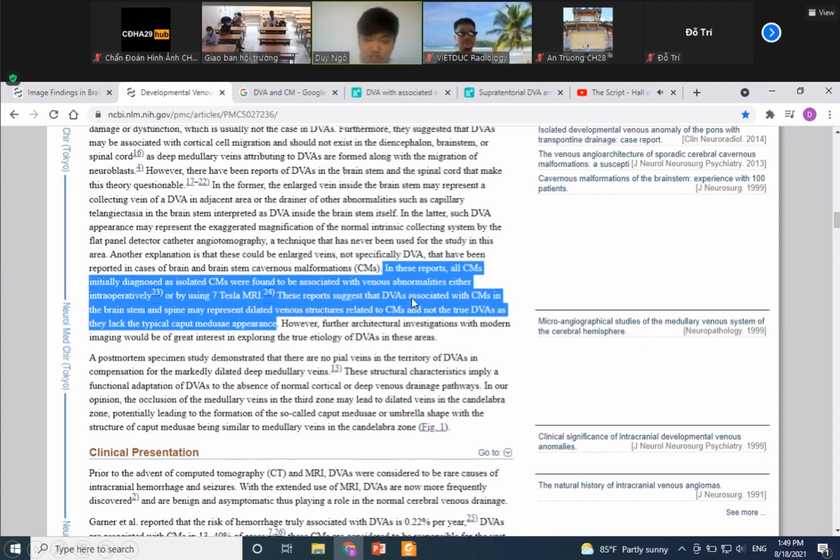And the report suggested that the DVA associated with cavernous malformation in the brain stem and the spine may represent the dilated venous structure only related to cavernous malformation, and not the true DVA, as there is a lack of typical caput medusa appearance. Maybe it's still present, but in an atypical appearance. So the story that they just come together in 30% of cases may not be true.